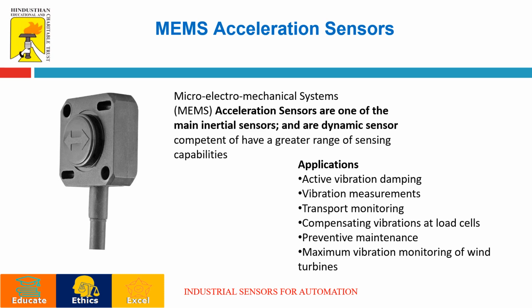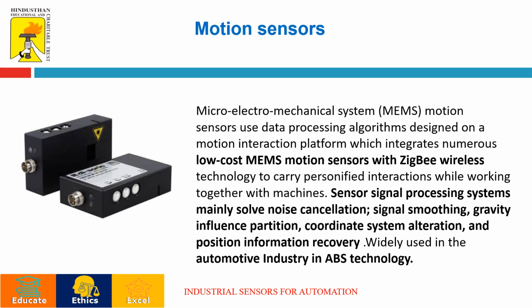Okay, and the main uses are vibration damping, vibration measurement, transport monitoring, compensating vibration at low stress, preventive maintenance, and maximum vibration monitoring of wind turbines. Of course, in wind turbines such MEMS acceleration sensors are used. What is the speed of this blade or the particular windmill, and at what rate is the acceleration, everything will be measured by using this MEMS acceleration sensor.